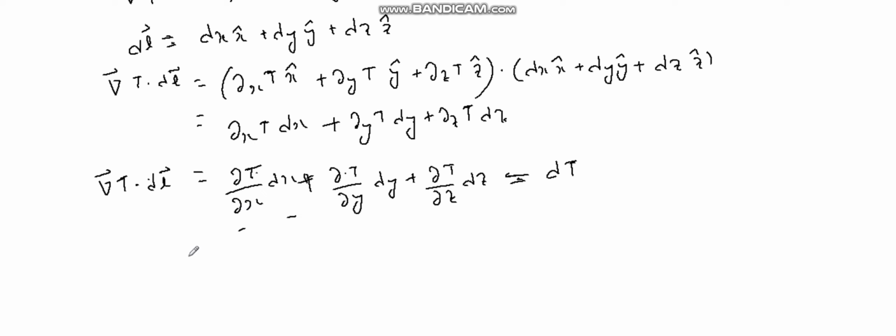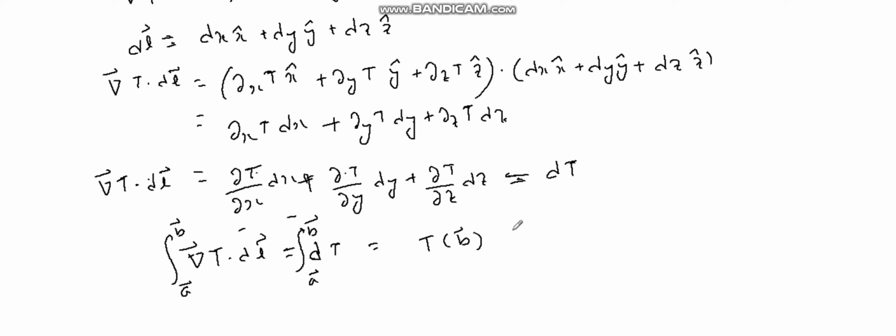So finally we have proved it. That means this particular term will give dt. Once we take the integration from some position vector a to position vector b, this will give us t at b minus t at a. So this is our proof. We have finally proved it.